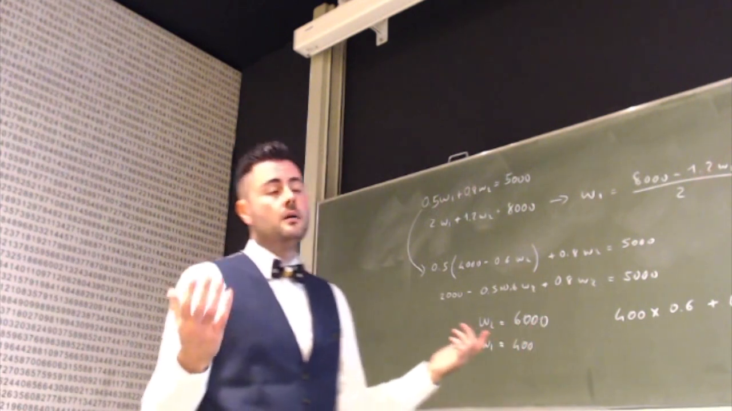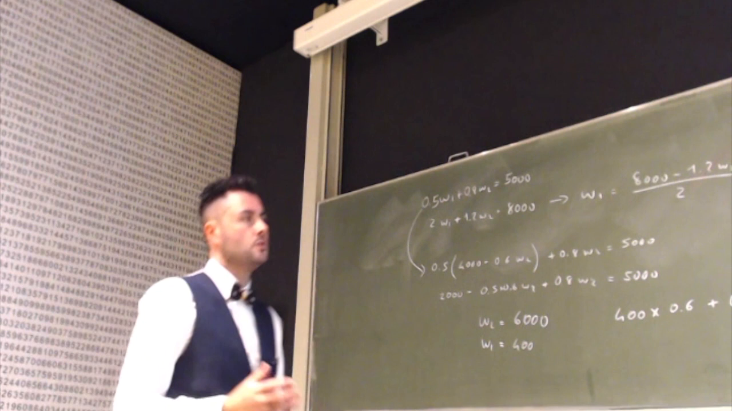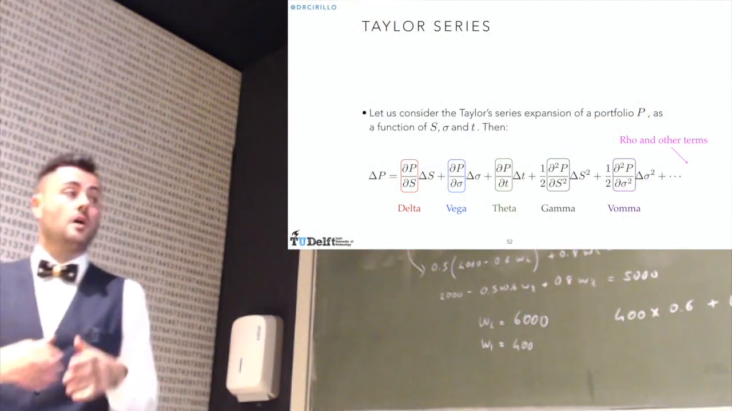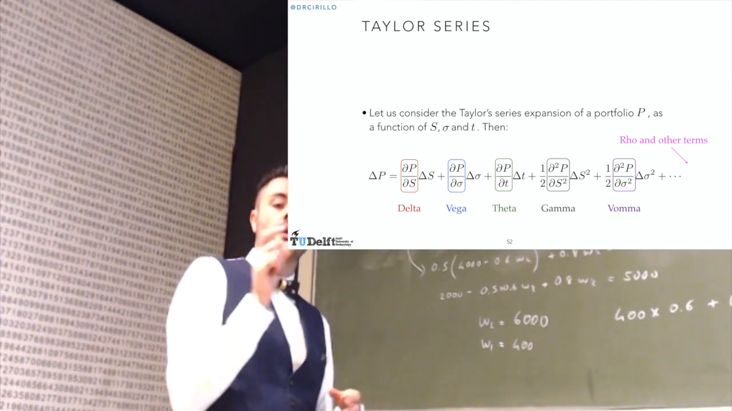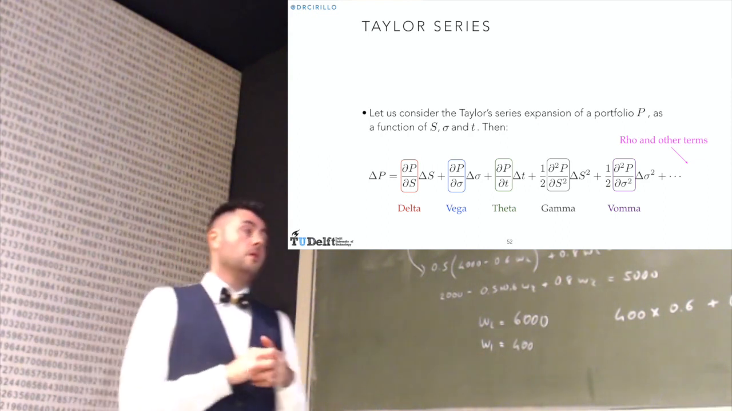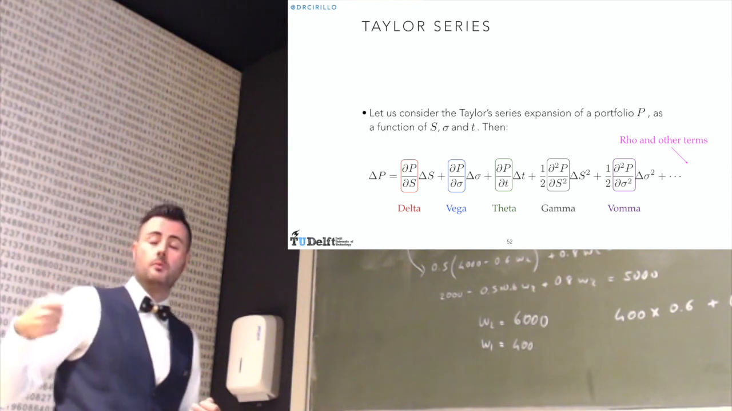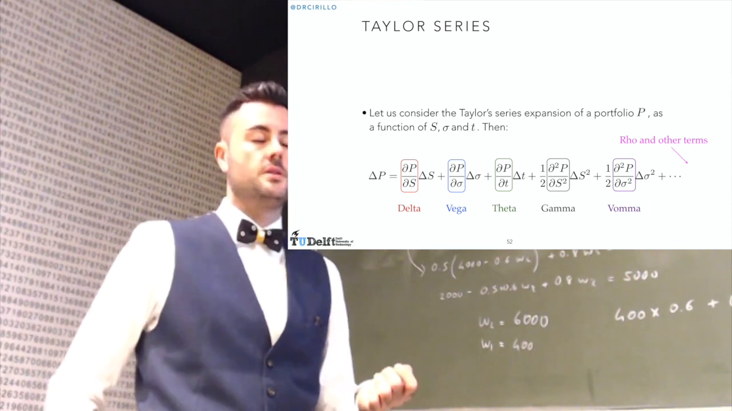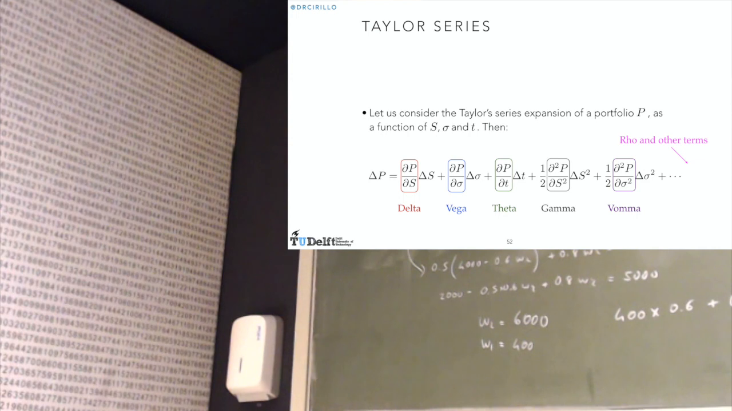If you remember from your basic courses in mathematics or even high school, what I can do is try to approximate the change in the value of the portfolio by looking at the effect of the different variables that influence the portfolio. So I can use a Taylor series. By taking the Taylor series, what I see is that all the Greeks pop up.